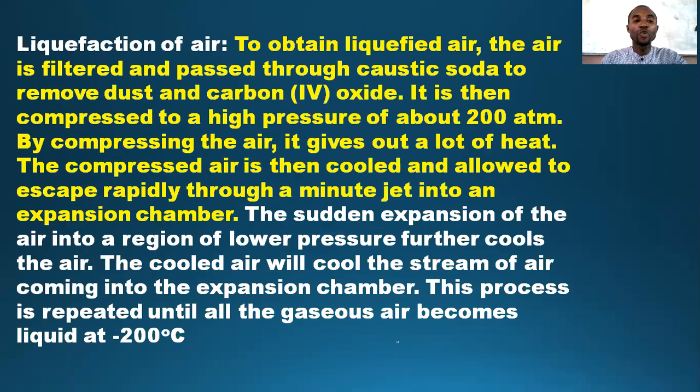All right, how do we do the liquefaction of air? To obtain liquefied air, the air is filtered and passed through caustic soda. Caustic soda is what? Sodium hydroxide, to remove dust and the carbon dioxide. It is then compressed to a high pressure of about 200 atm. Now, compressing the air gives out a lot of heat.